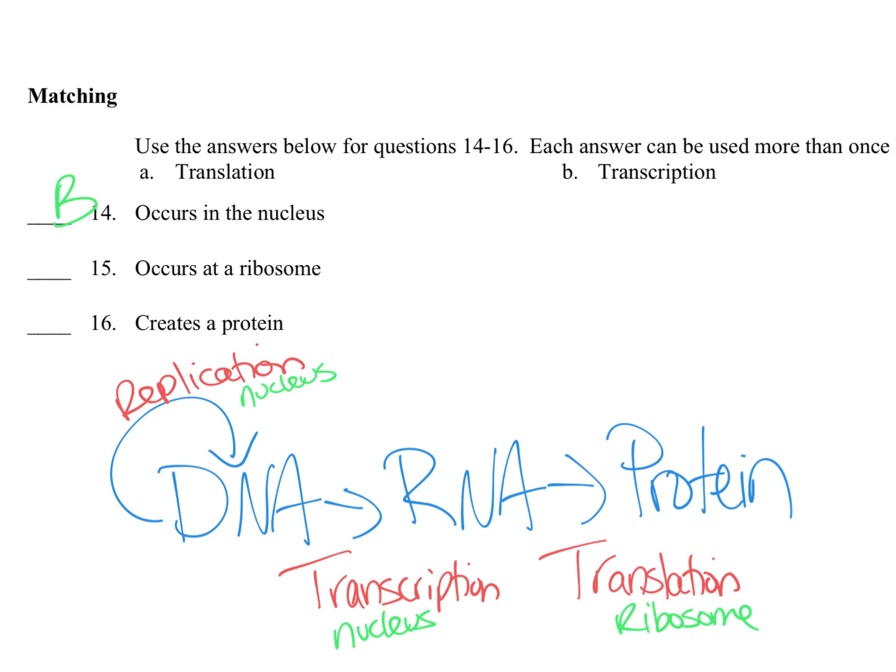15 is asking which one occurs at the ribosome. Here in this flow chart, I see that RNA turning into proteins is translation, and that happens at the ribosome. So that is A. Which one of these creates a protein? So the protein being the end product, that is also translation. So really be careful how you read things. If you get the process of transcription and translation mixed up, you will get a lot of problems wrong.